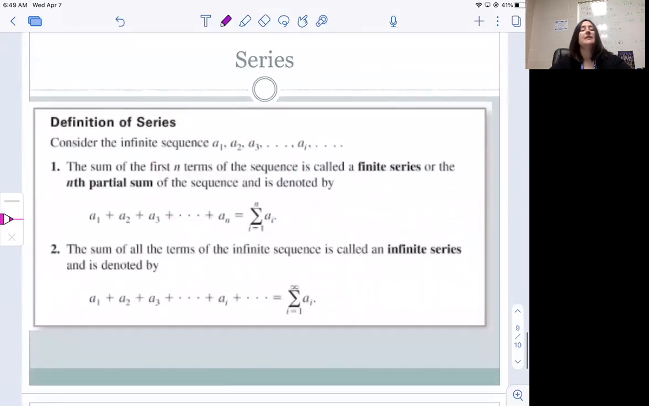That leads us into series. A lot of times sequences and series go together. A sequence is just a list of numbers, whereas a series is the sum of the list of numbers. You can do a sum of what's called a finite series or a sum of an infinite series, infinite meaning it goes on forever.